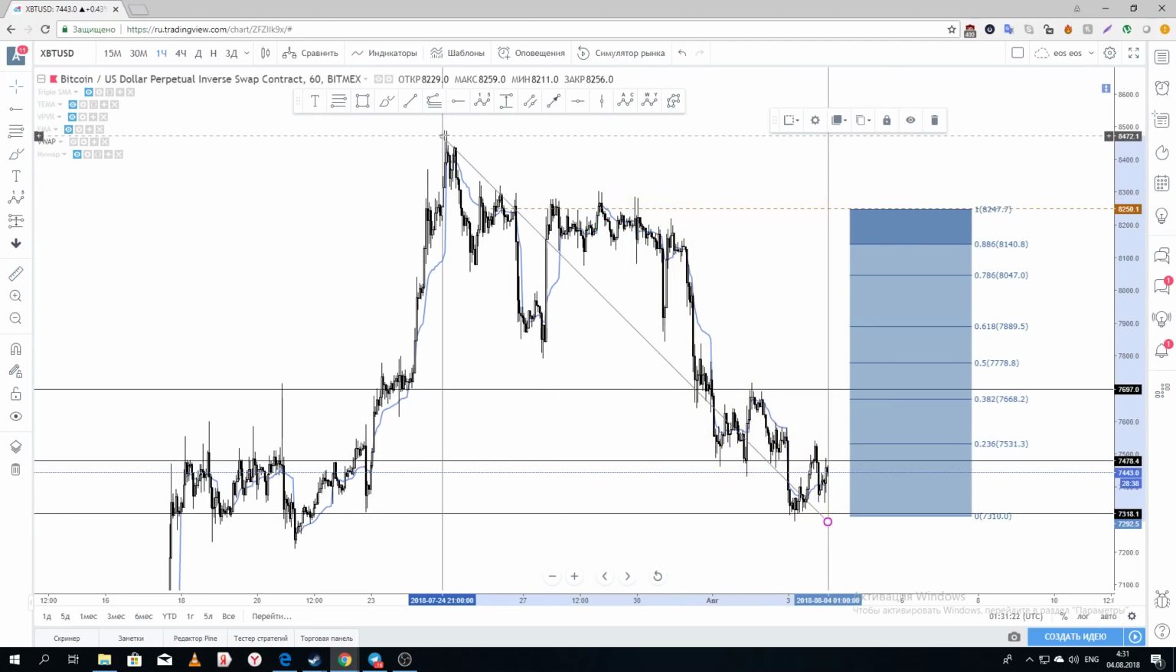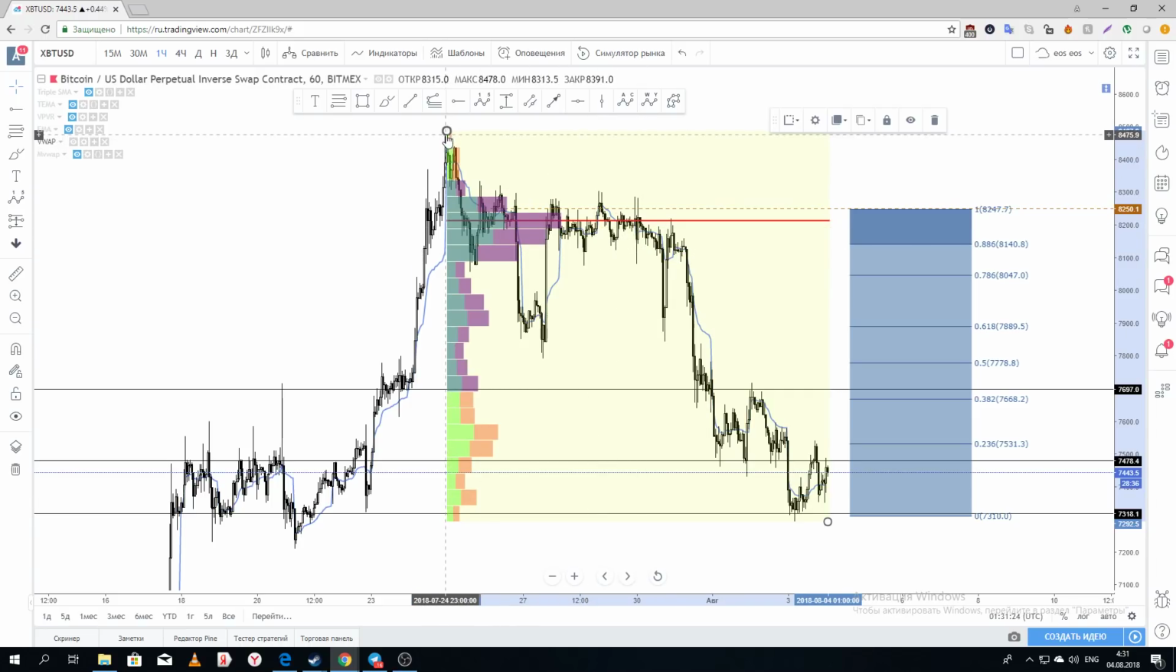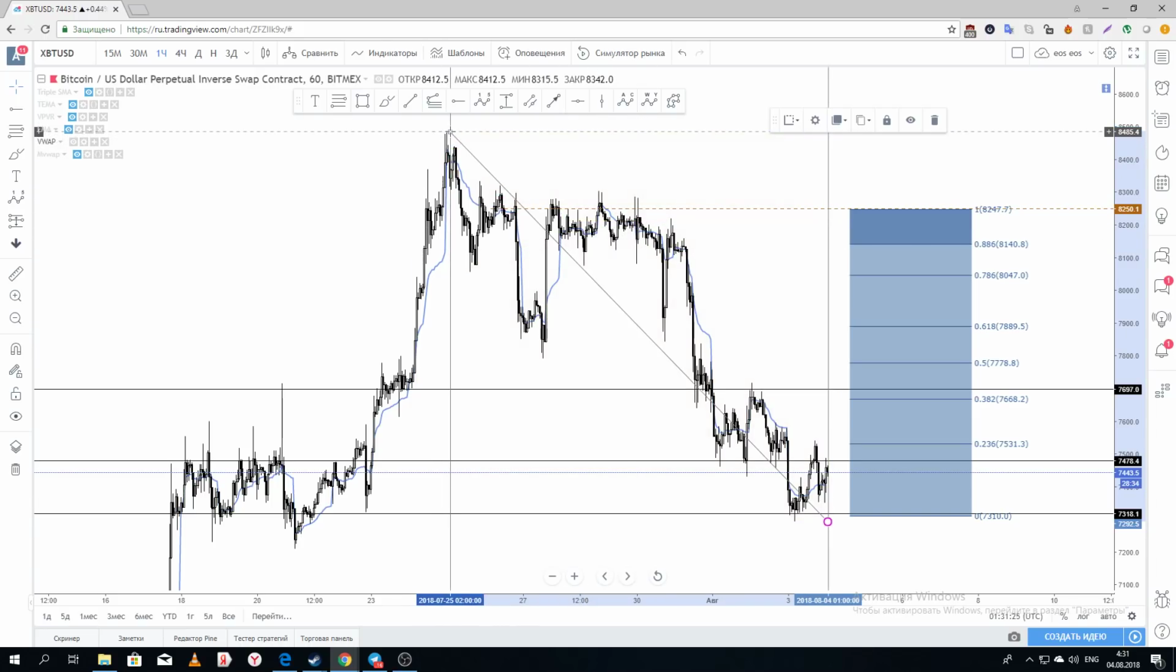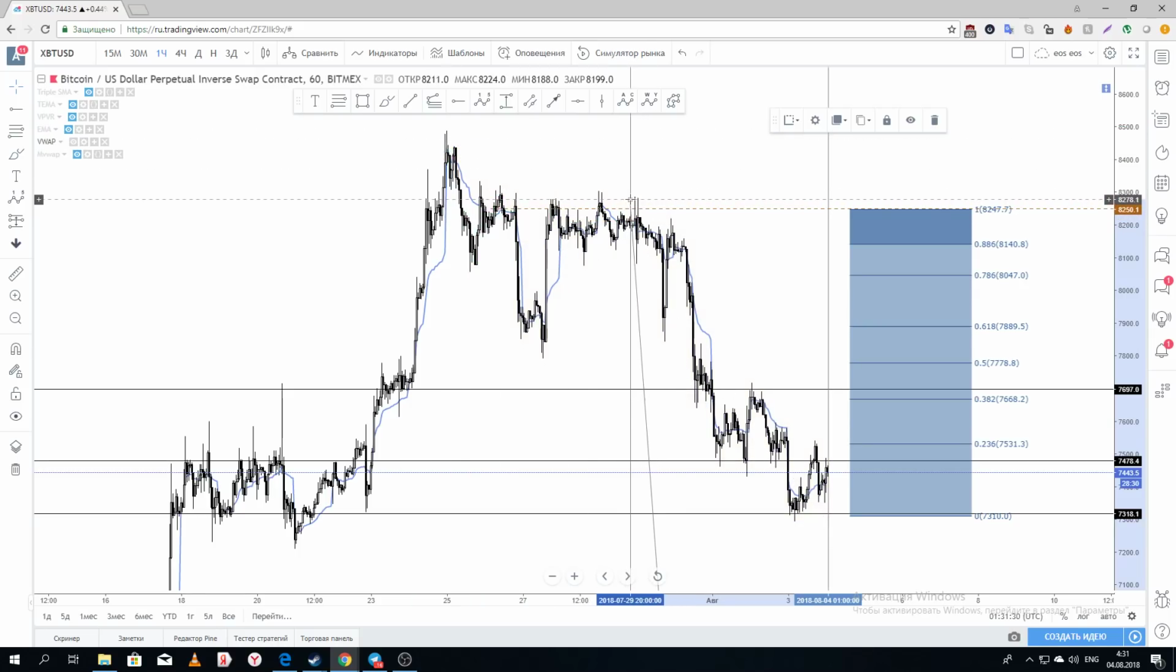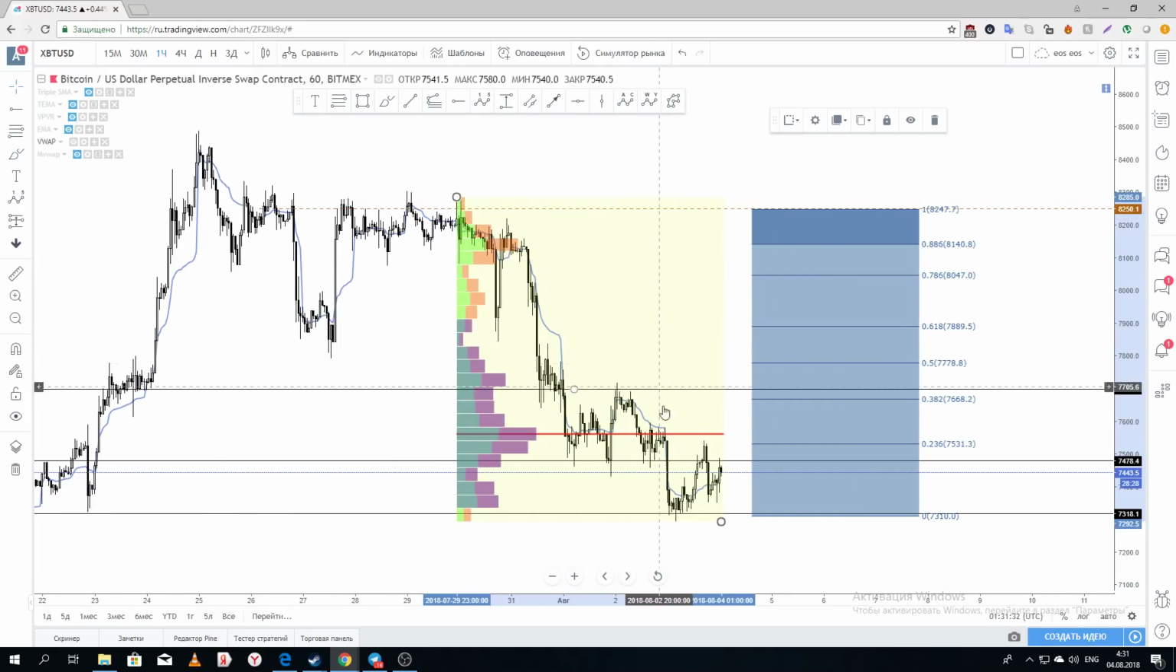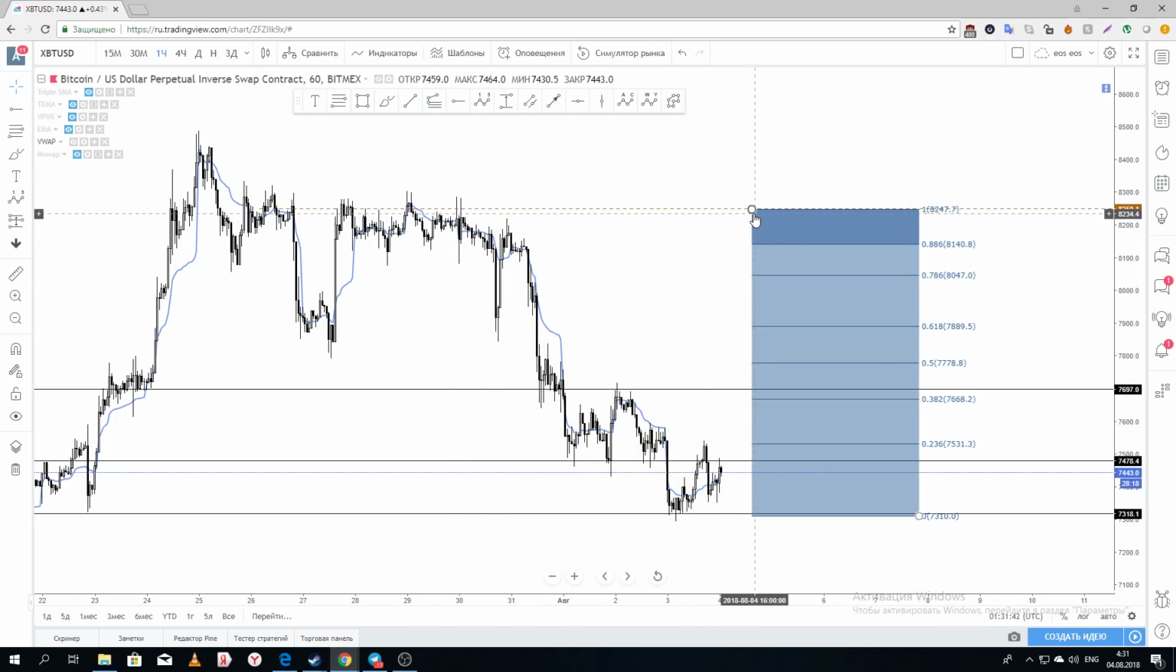Most volume now trapped here, 8.2k, lots of volume trapped. Now most of volume trapped here at 7.561. Yeah, definitely looks like we're going towards most pain to 6.8k level.